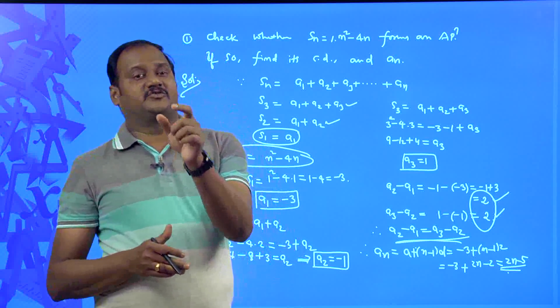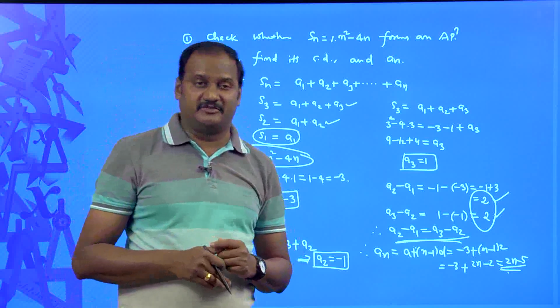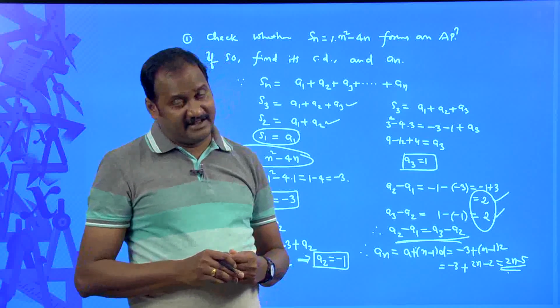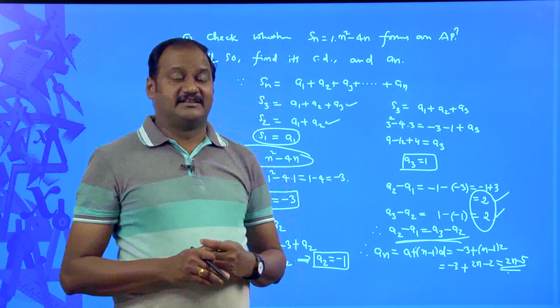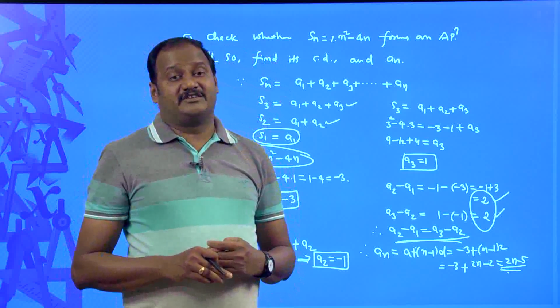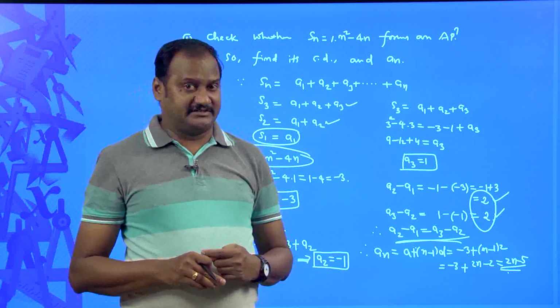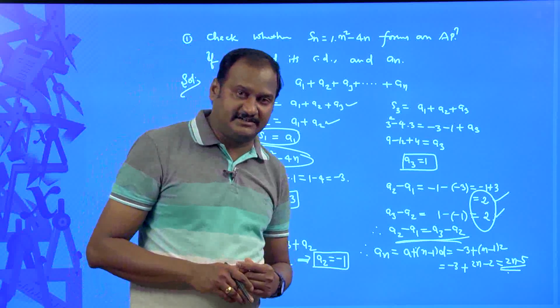The common difference can be calculated easily just by taking the coefficient of n square multiplied by 2. So, twice the coefficient of n square would be the common difference when the sum to n terms of an arithmetic progression is given. And when the nth term of an arithmetic progression is given, then you can say that the common difference would be the coefficient of n, and it is a linear expression. So, hope you understand. Thank you.